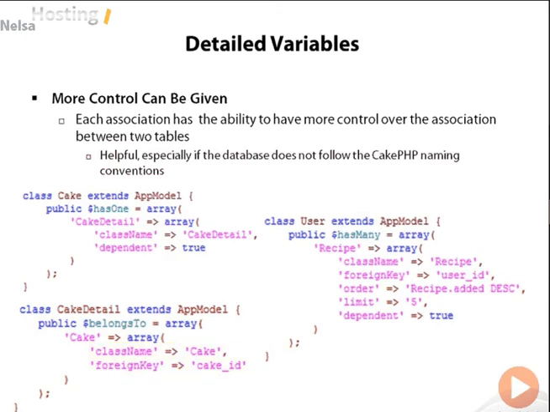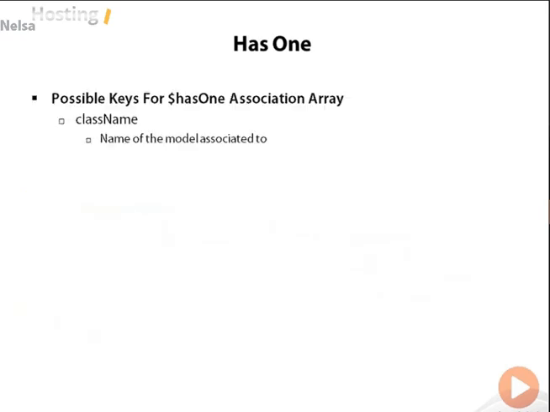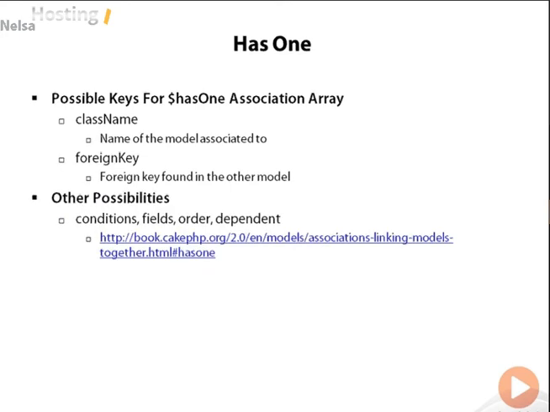Let's go over some of the keys that can be in those associative arrays. So for the has one variable, we can have class name, which would be the name of the model it's associated to, and we can set the foreign key. So this is the foreign key found in the other model. So again, if we have a parent child, the foreign key would be in the child model. Other possibilities for keys are conditions, fields, order, and dependent. You can find more information about each of these key possibilities at the following link.